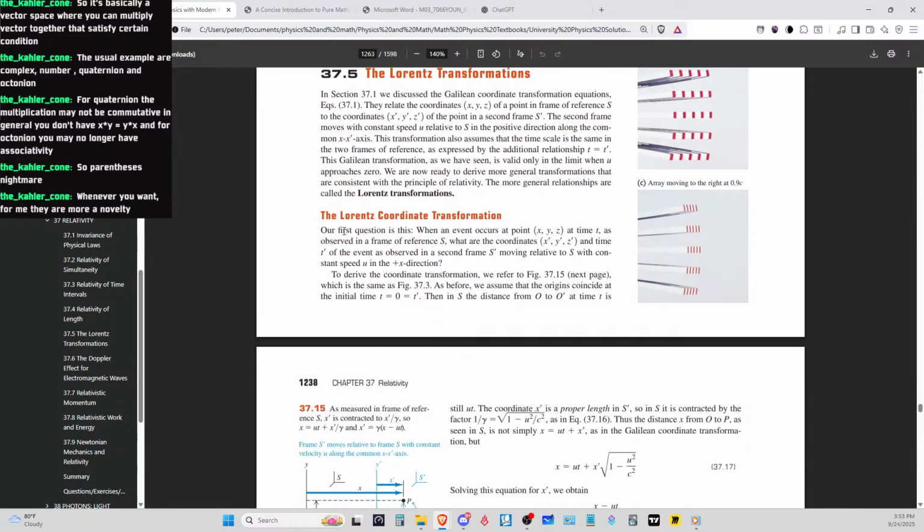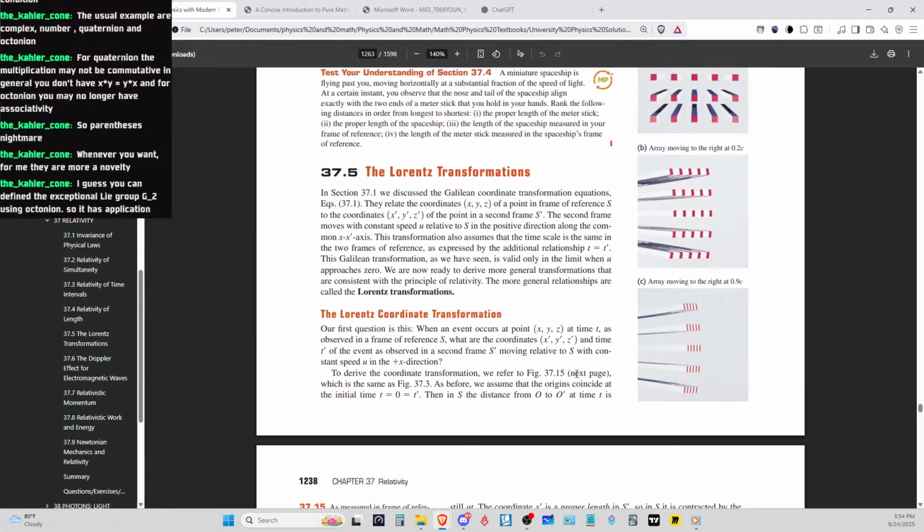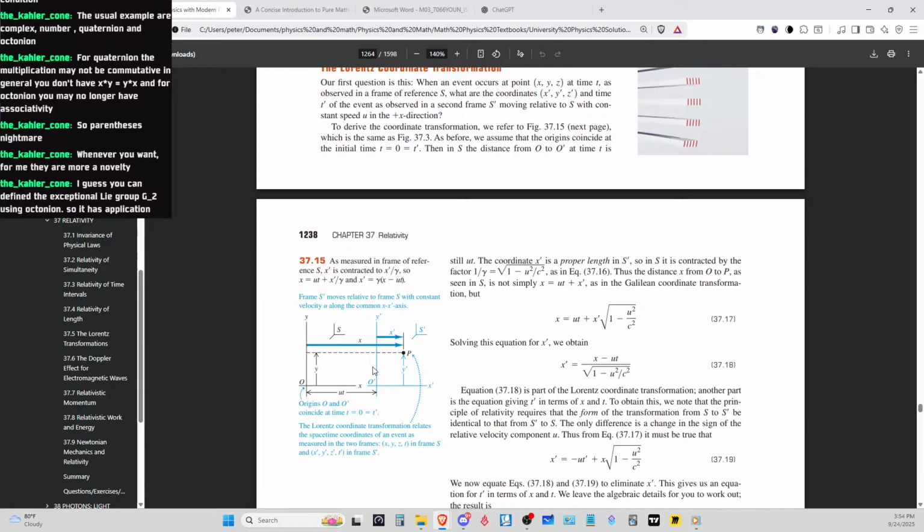Okay, Lorentz transformations. First question is this: when an event occurs at x, y, and z at time t, as observed in reference frame S, what are the coordinates x prime, y prime, and z prime, and t prime of the event as observed by S prime? Okay. To derive the coordinate transformation, we refer to the figure right here.